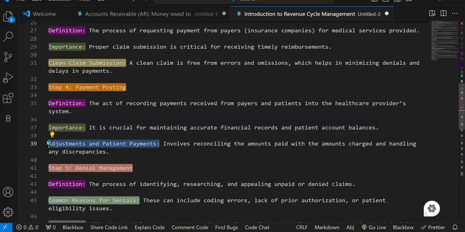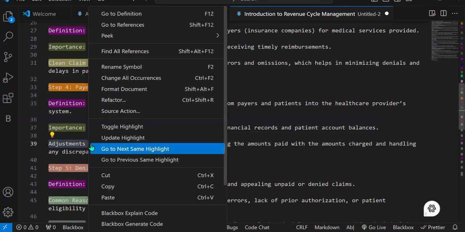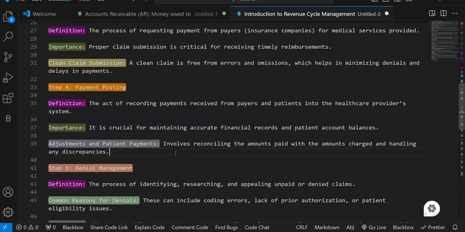And after that, we have adjustment and patient payments. So what's the importance? It is crucial for maintaining accurate financial records and patient account balances. Adjustment and patient payments involve reconciling the amounts paid with the amounts charged and handling any discrepancies. For example, if the insurance paid less, then the insurance will give payment adjustments to the doctor's office.